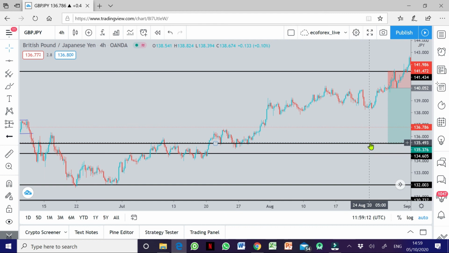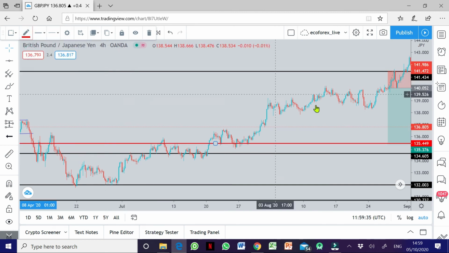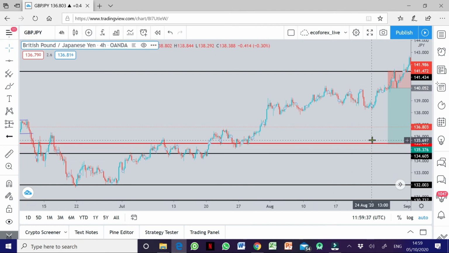135.493, 135.610, 135.550, like so. My main target is here at this line. Let me change the color so you can see exactly this red line. So my entry point is at 140 here, 140.023. My SL is at 141.426. Then my target point is at this red line. Okay, so I'm in, guys.